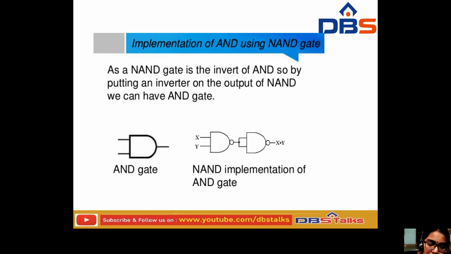If to design a circuit we do not have an AND gate, and we have only an inverter and the NAND gate, then if the inverter is connected at the output of the NAND gate, we can use it as an AND gate. This is how we are going to implement the AND gate using the NAND gate.